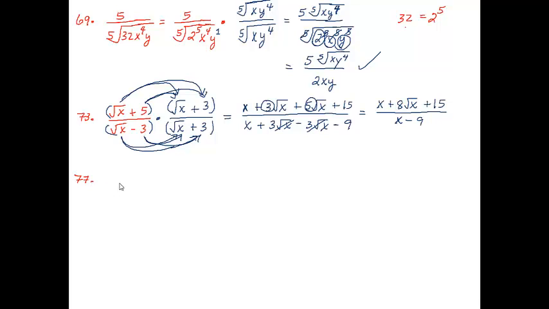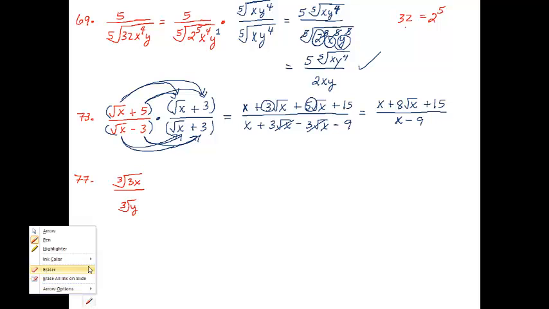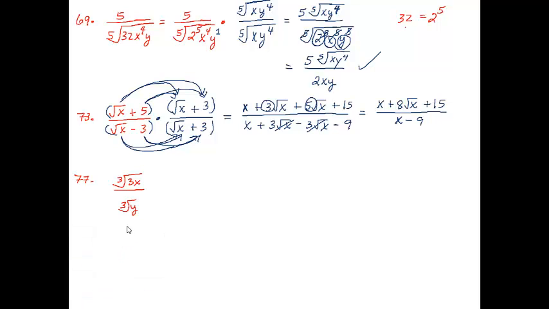Alright, last problem, number 77. We have the cube root of 3x divided by the cube root of y. Okay, and the instructions this time are to rationalize each numerator. This time we're working with the numerator instead of the denominator. Therefore, I have a single term up here, right? And everything's raised to the first power.